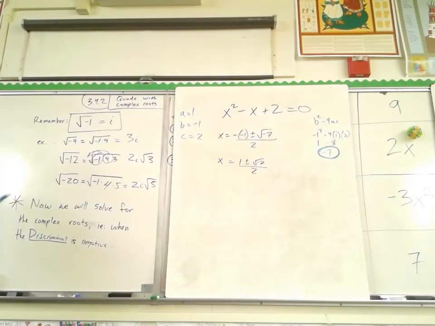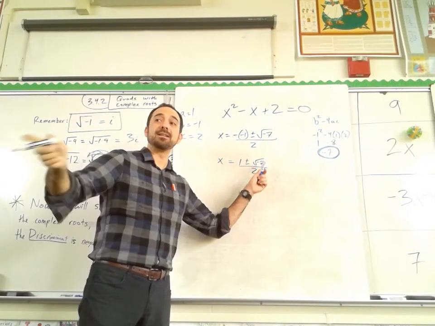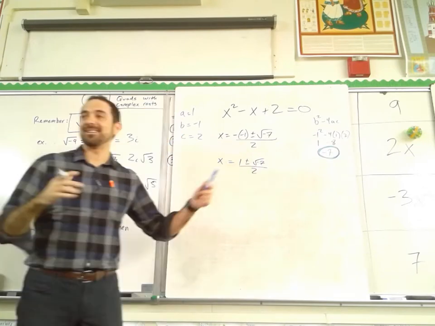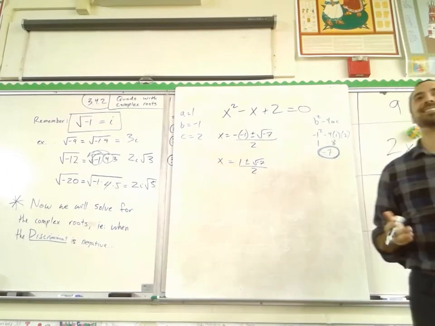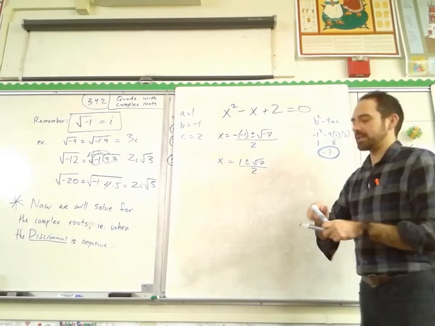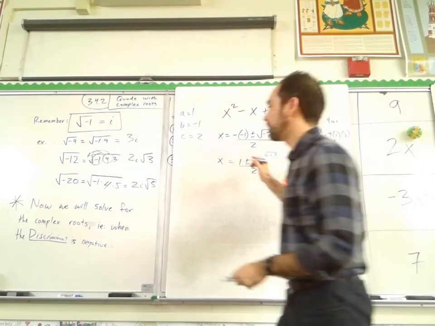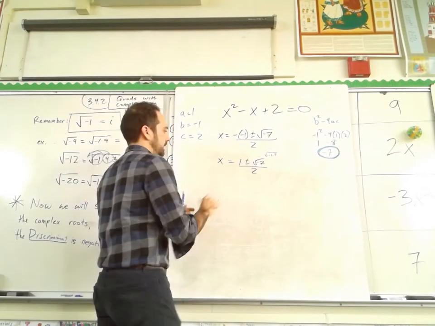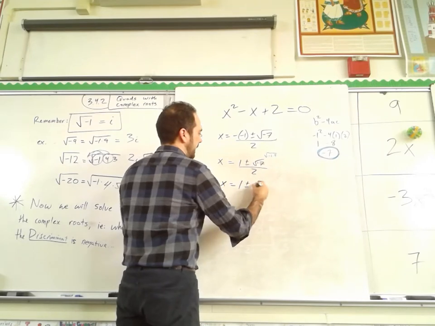What can we do with this √-7? We can split this up into, think of it as √-1 times 7, and then what are we going to do with that -1 under the root? We get rid of it, and it turns into i. So 1 plus or minus i√7 over 2.